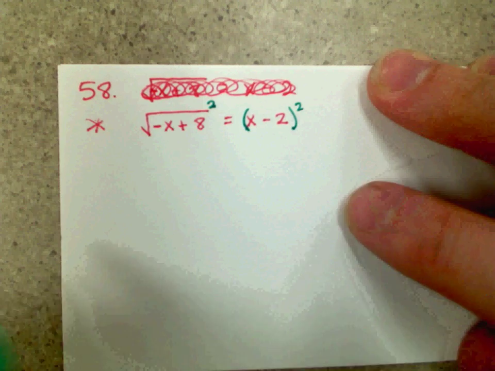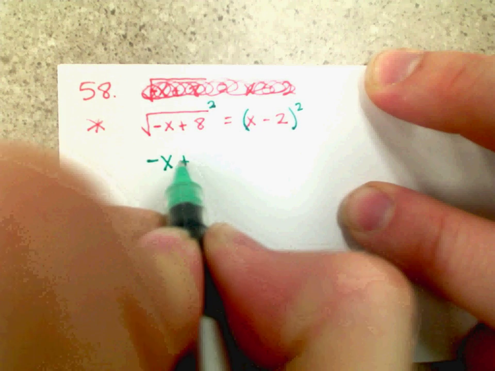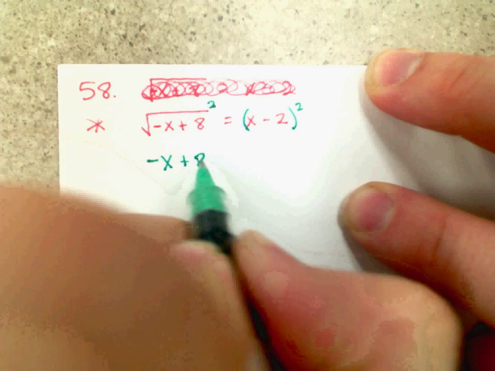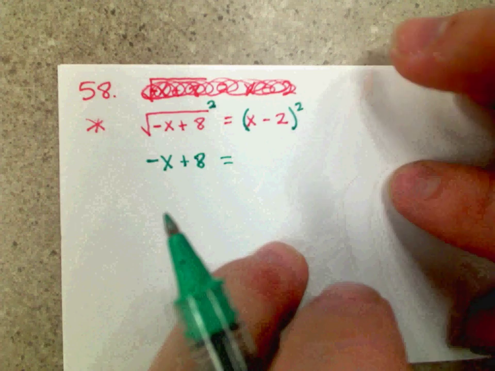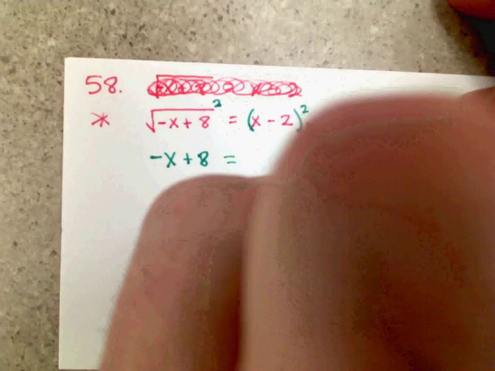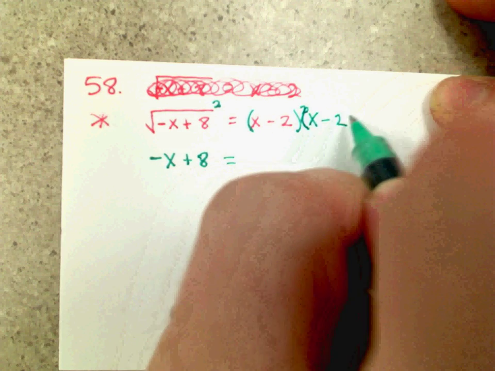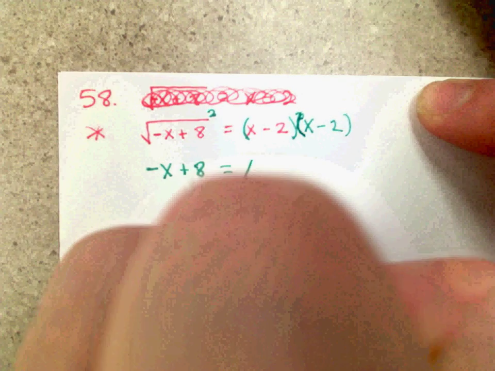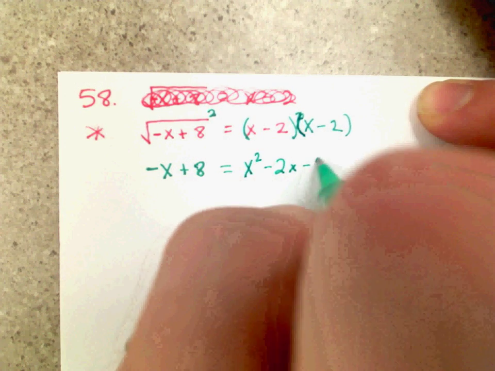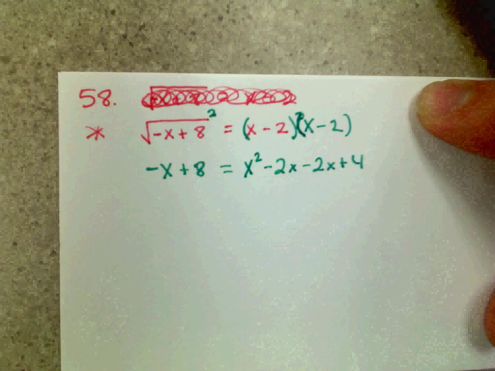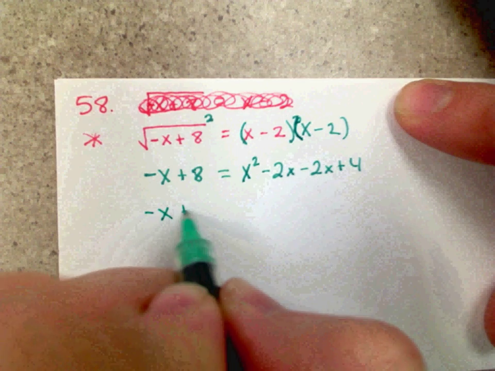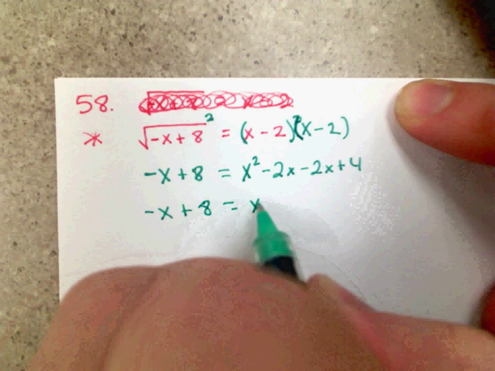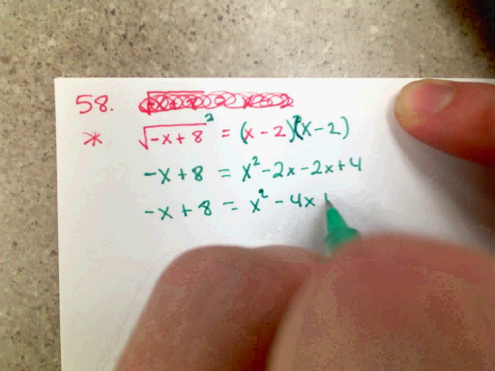So to get rid of the radical, I have to square it. Now, you have to square everything. So it'll be x minus 2 squared. So the left side will be just negative x plus 8. So we clean that side up, but we made the right side a little bit messier. X minus 2 squared, remember, squared means times itself. So I like to think of it that way. X minus 2 times x minus 2, which would be x squared minus 2x minus 2x plus 4, which is really x squared minus 4x plus 4.